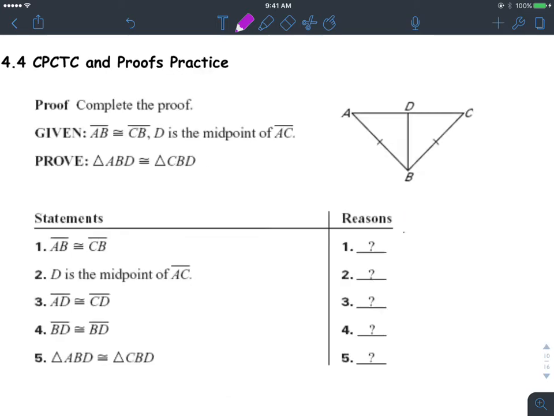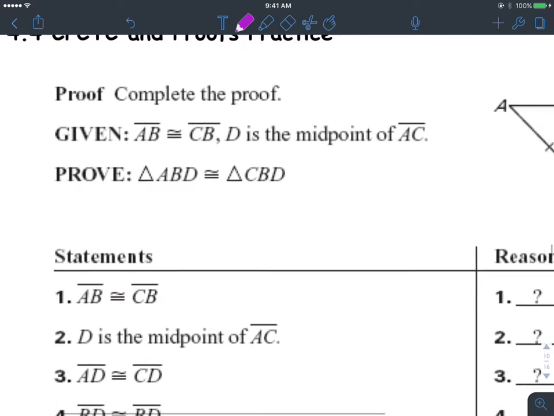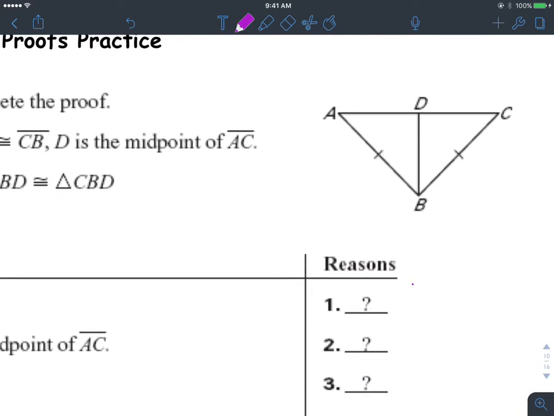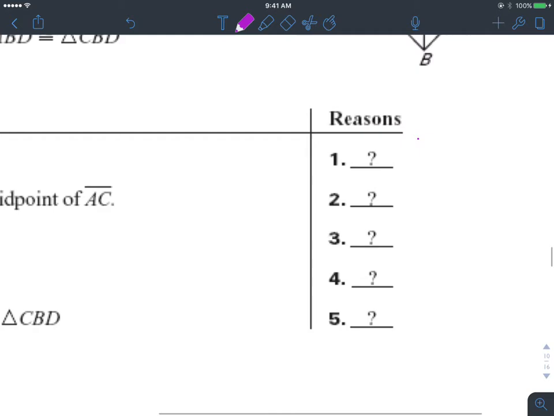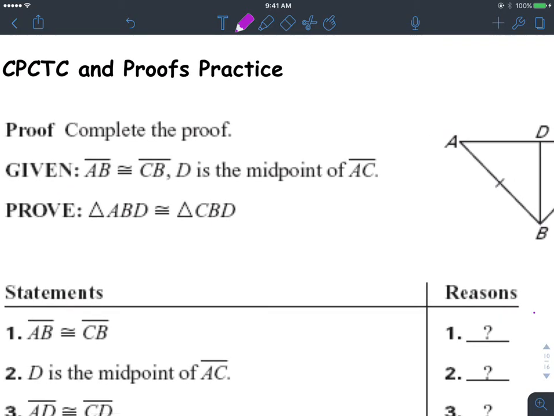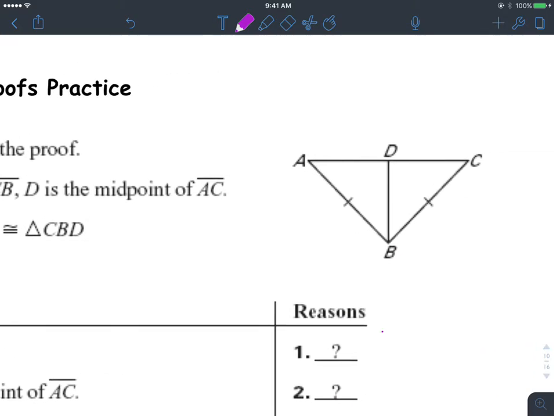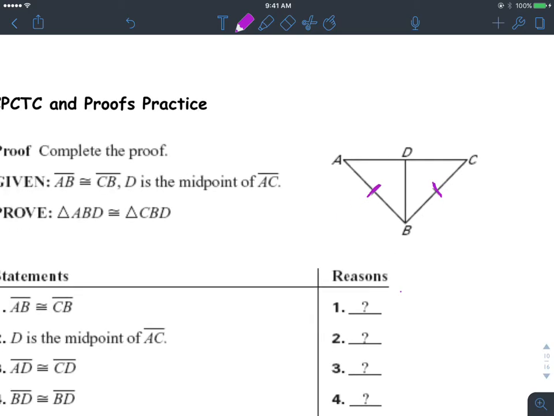I usually go and look at the triangle itself. I go mark everything that is given to me, and then I determine why the two triangles are congruent. Then I go and fill in the reasons. So look here, given AB is congruent to CB, so I'm going to go and find that, and that's already marked for me. So you got one tick there, and then CB, you got one tick there.